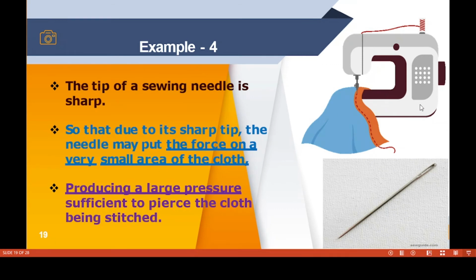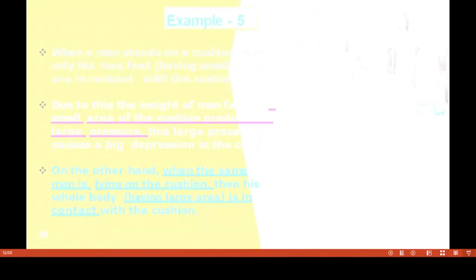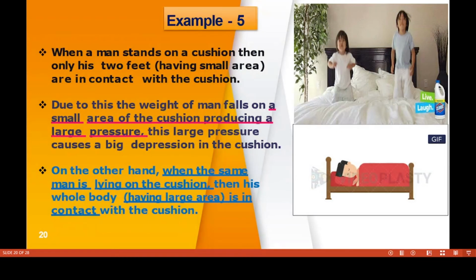Children, have you seen this? Yes, a sewing machine, a sewing needle. The tip of a sewing needle is very sharp. So due to its sharp tip only, the needle puts the force on a very small area of the cloth. So at that time it produces a large pressure sufficient to pierce the cloth being stitched. Now it's a time for example 5.